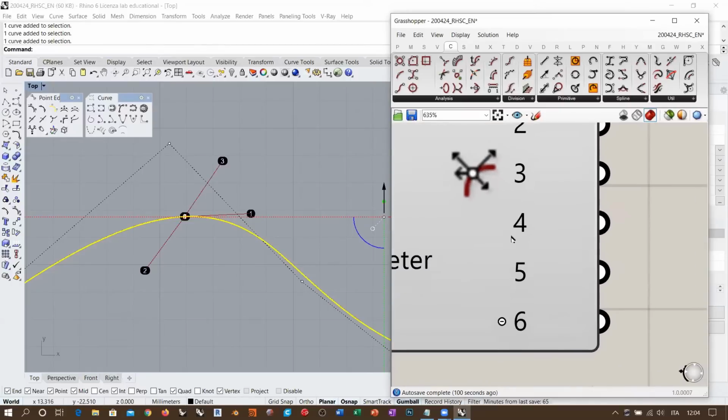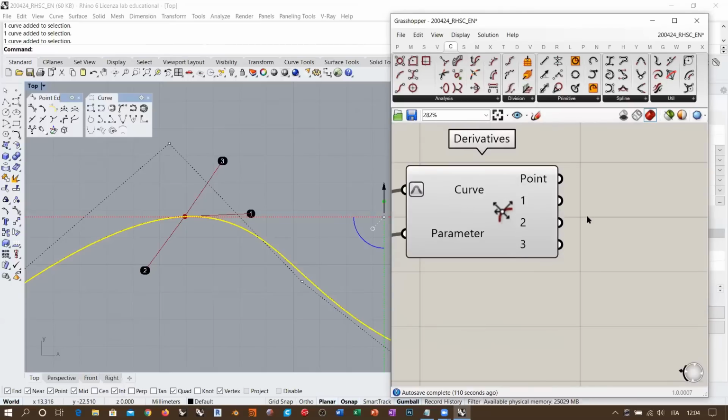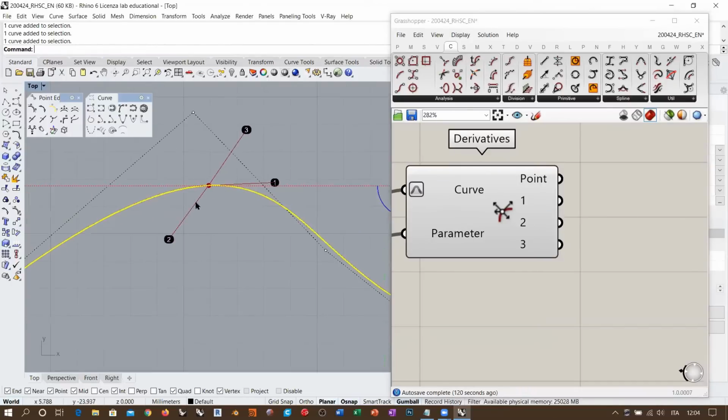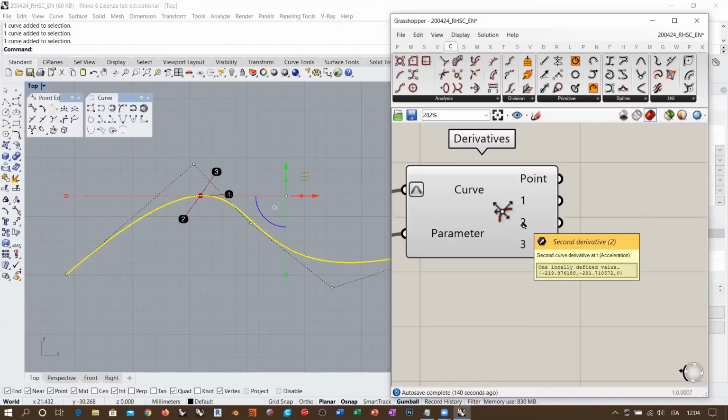So let's get rid of 6, 5, and 4. Let's concentrate on g3. When g3 becomes useful, I'm going to put it like this. If 1, which is tangency, represents the variation in the direction of the curve, 2 represents the variation in the tangent direction of the curve. 3 represents the variation of the curvature of our line.